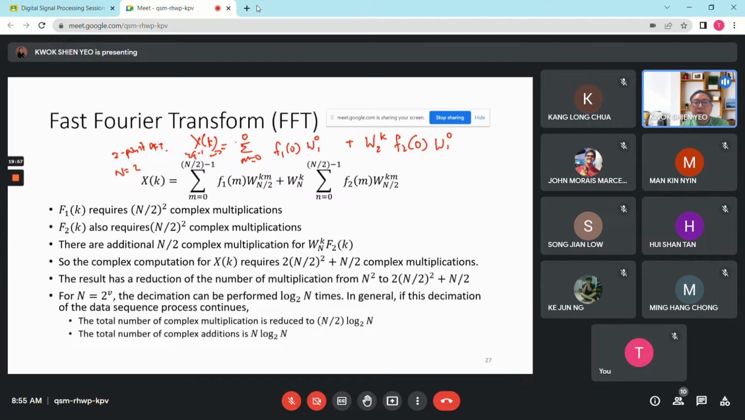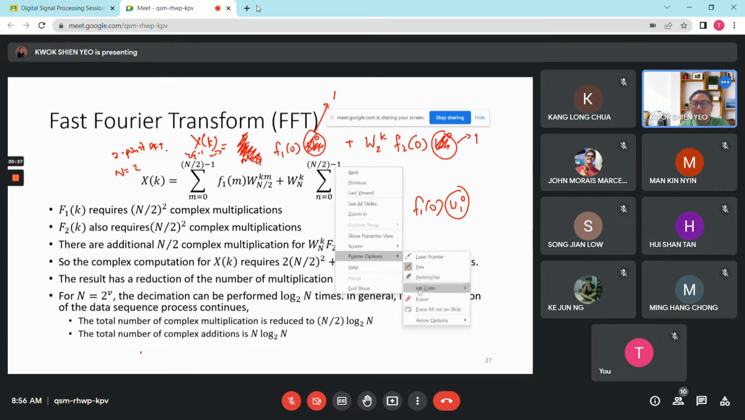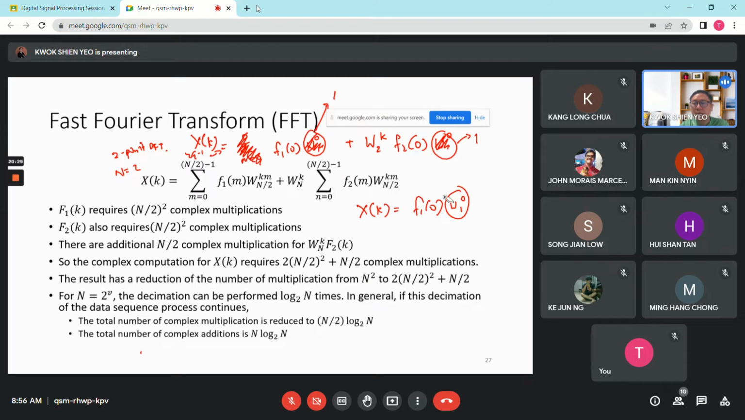So you can take away this now. So in short, you have X(k) equals f1(0) W_1 to the power 0, which gives you a value of 1. Then this one also gives you a value of 1. So in fact, this one you also can take away. No need to write anymore because power of 0 gets 1.